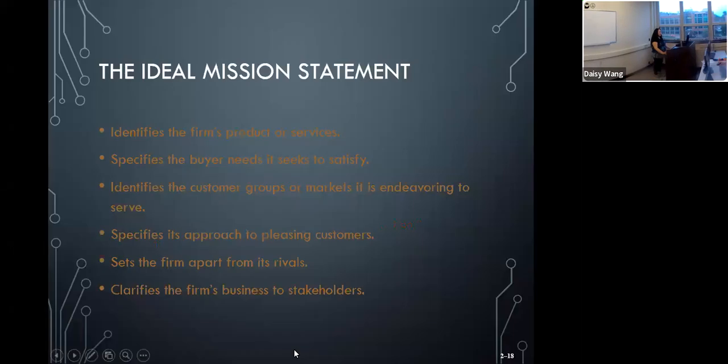So let me give you some examples. The ideal mission statement will identify the company's products and services. Okay, they will specify the buyer needs, what kind of buyer they want to satisfy. And then identify the consumer group and which market they want to serve, and their approach to pleasing their customers, and they will try to set their company apart from the competitors. They want to clarify the company's business to their stakeholders.